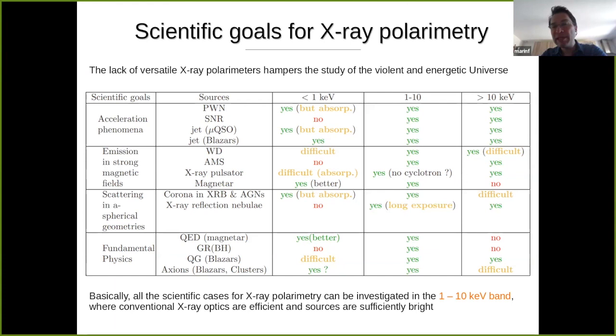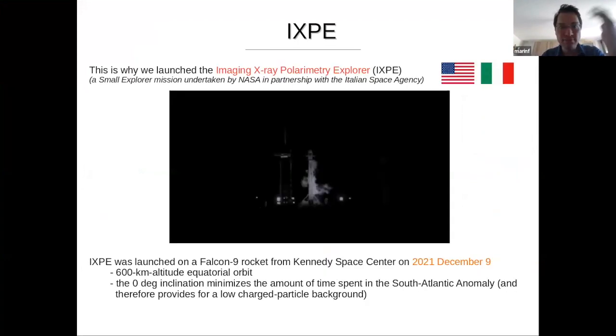The complete energy band to do so can be divided into three basic bands: the very soft X-rays below 1 keV, the soft X-rays between 1 and 10 keV, and the hard X-rays, larger than 10 keV. All those scientific goals can be probed, but some of them suffer from heavy absorption below 1 keV, and some of them are not bright enough after 10 keV. So the sweet spot to do X-ray polarimetry is in the 1 to 10 keV band. So again, this is what we did.